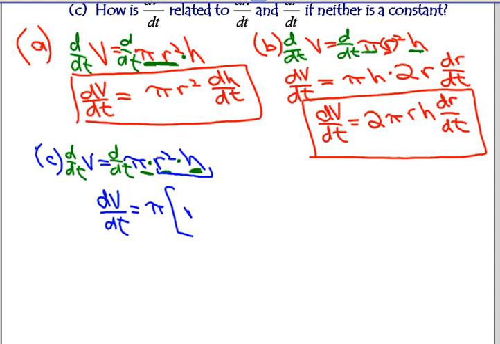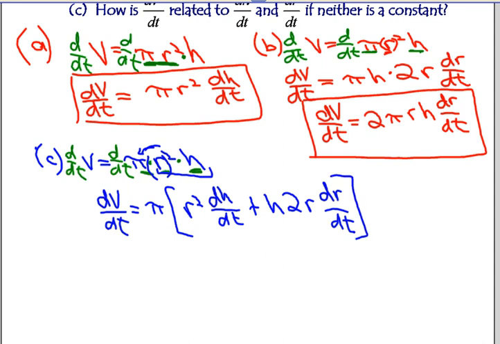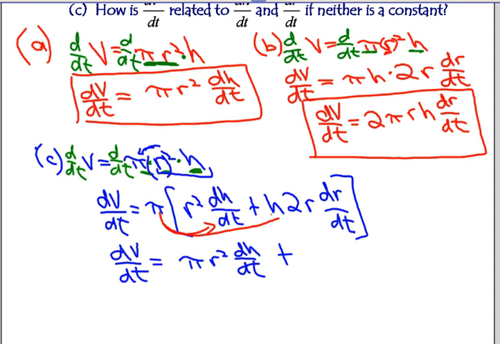It's a product, so the product rule tells us: first times the derivative of the second, the derivative of h is dh dt, plus, we've got a 2, which is our h. And now the derivative of r squared, we bring down the power, make it 1 less, and the derivative of the inside gives us this dr dt. I'll close my big parenthesis. Maybe now we want to distribute. So dv dt equals pi r squared dh dt. Oh, look, that looks familiar. Plus, distributing the pi, I get 2 pi r h dr dt.